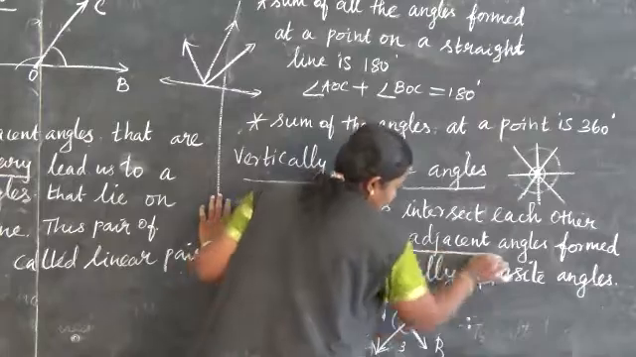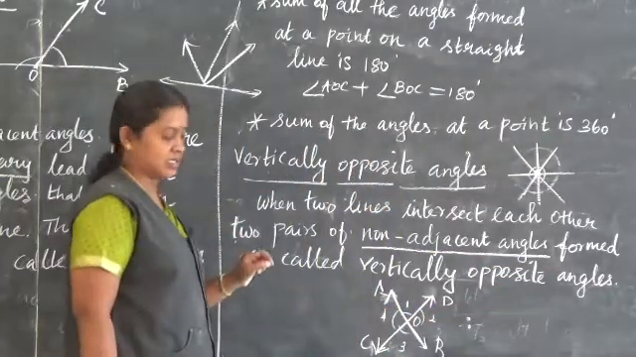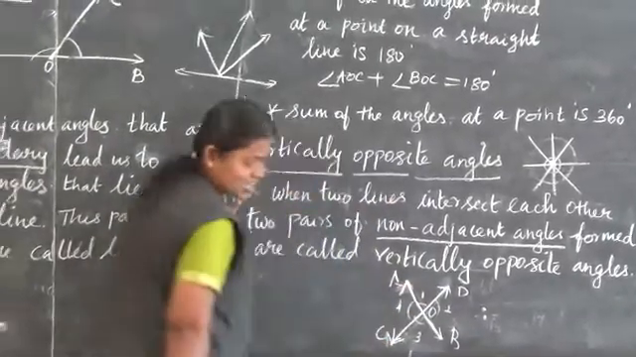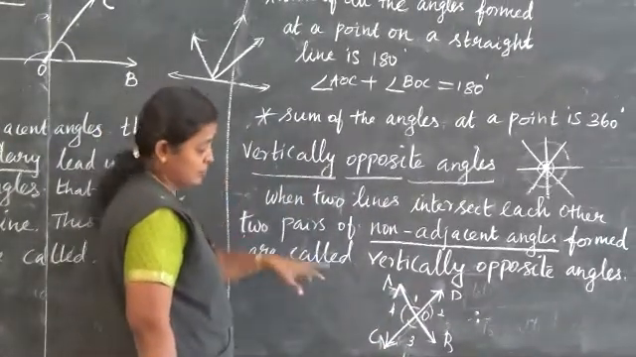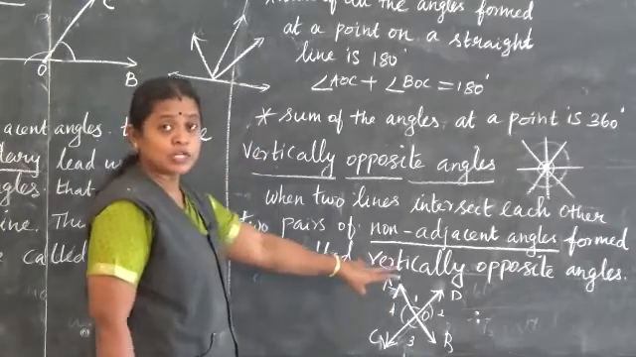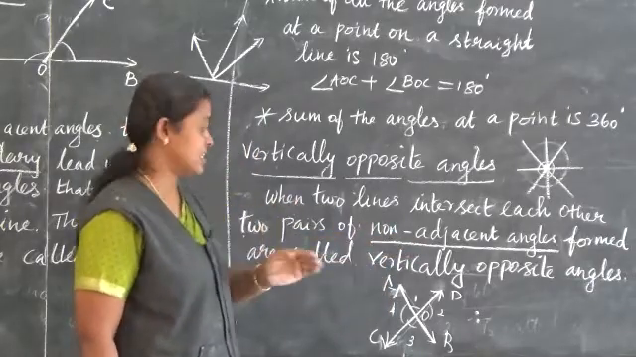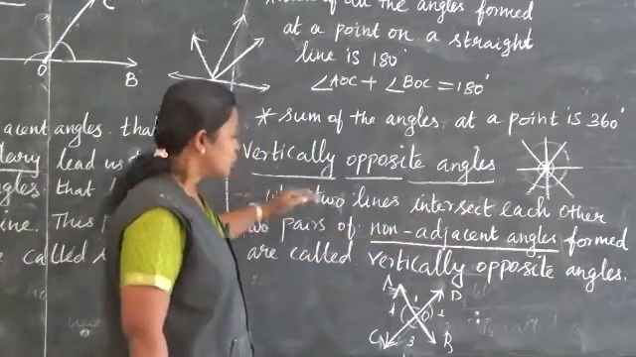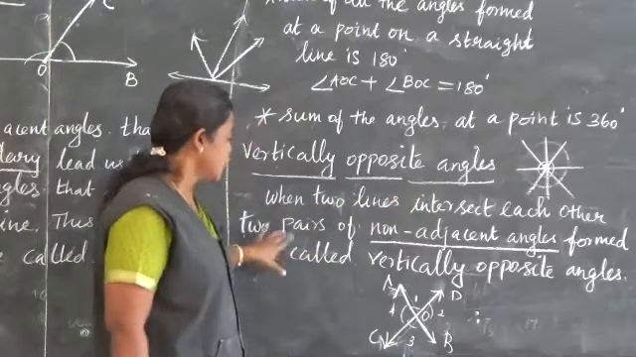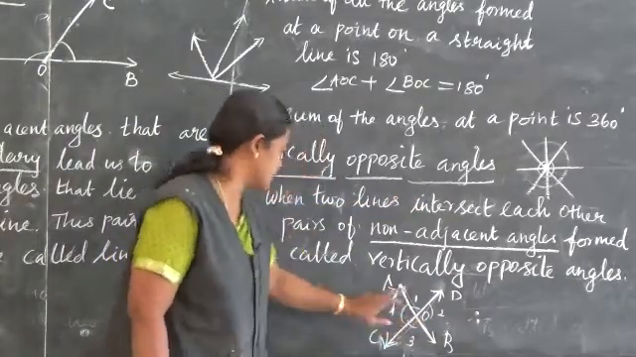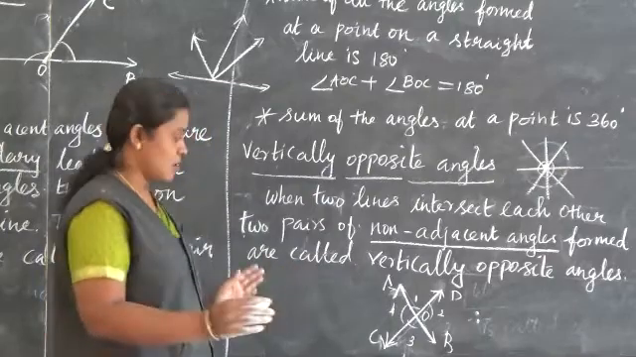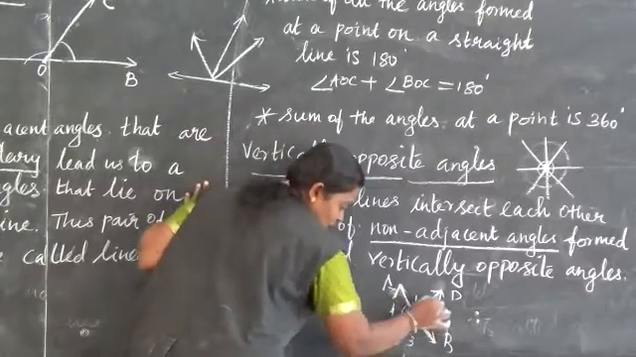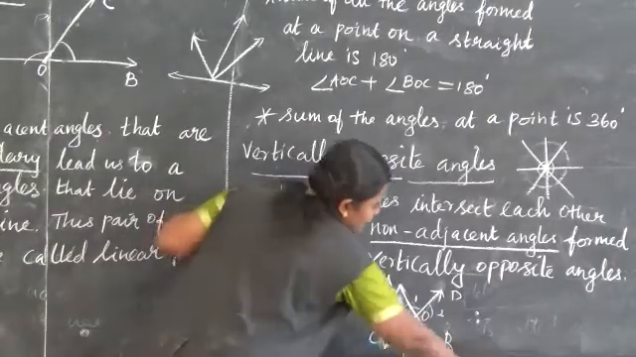Now I used one word, non-adjacent angles. That's because if two lines are intersecting, is there any common arm? If a common arm has two angles, that time only you can say these two angles are adjacent angles. That's why I am using the word non-adjacent angles. When two lines intersect each other, the two pairs of non-adjacent angles formed are called vertically opposite angles. Here two lines are intersecting at a point O.